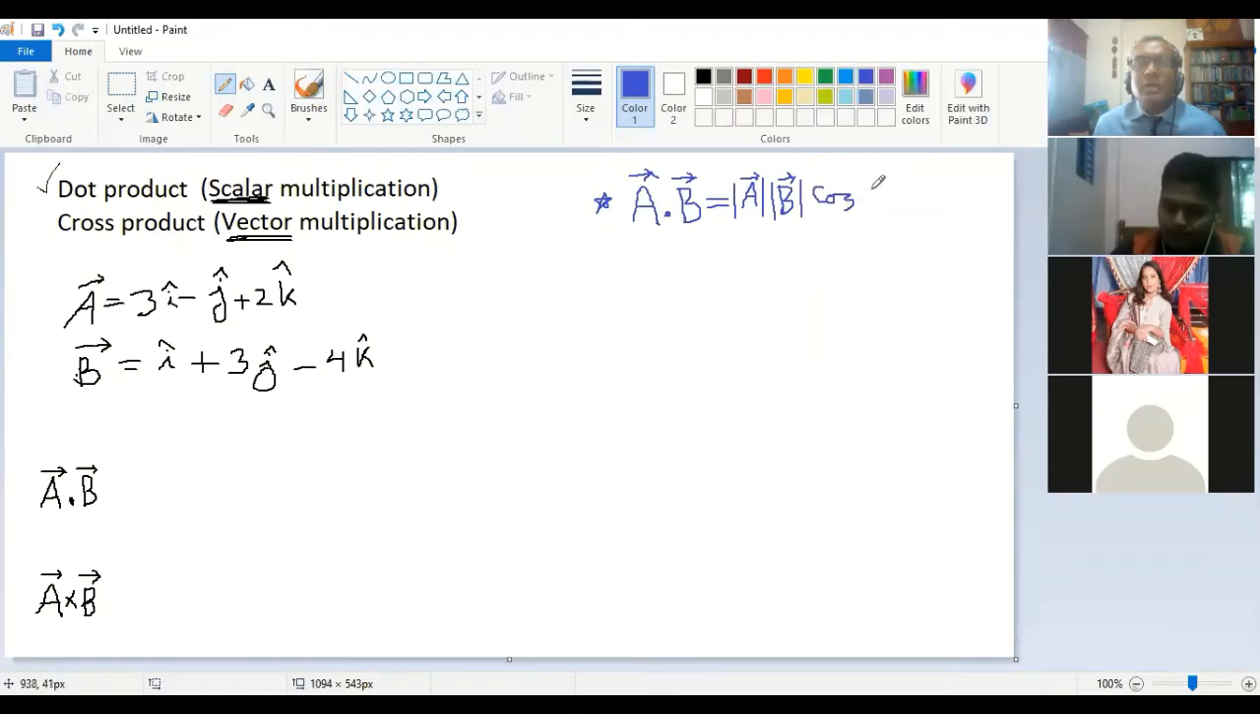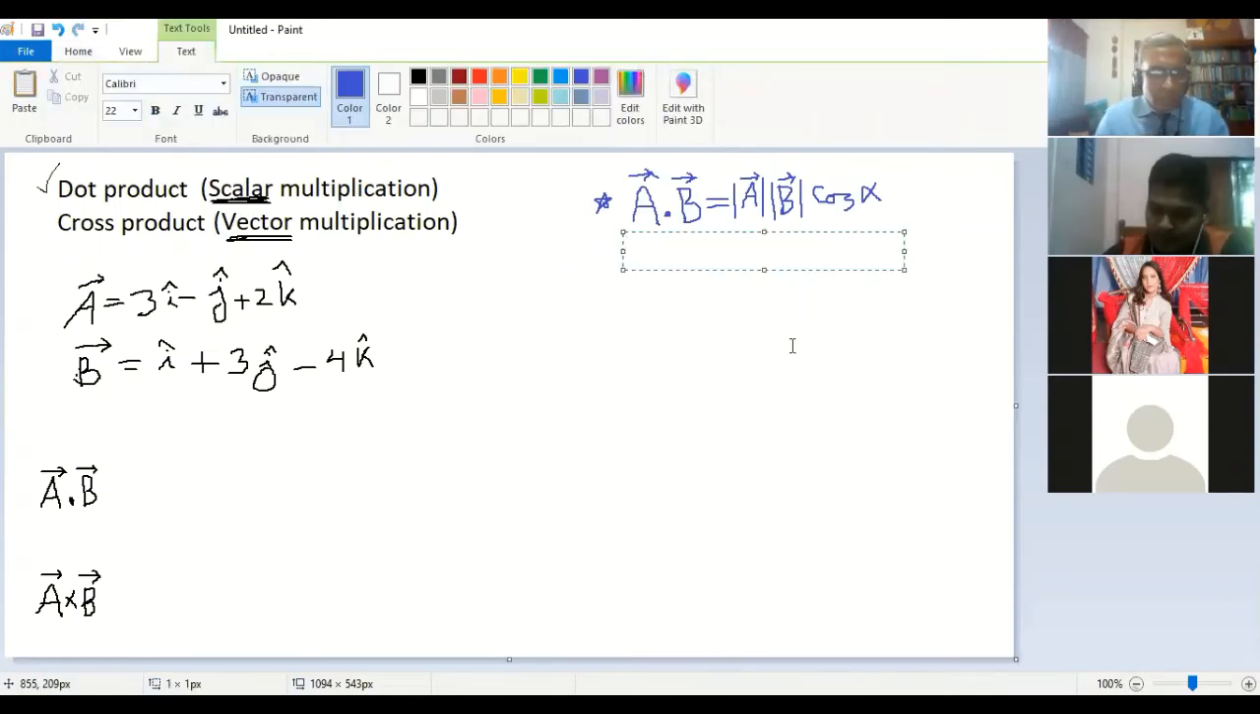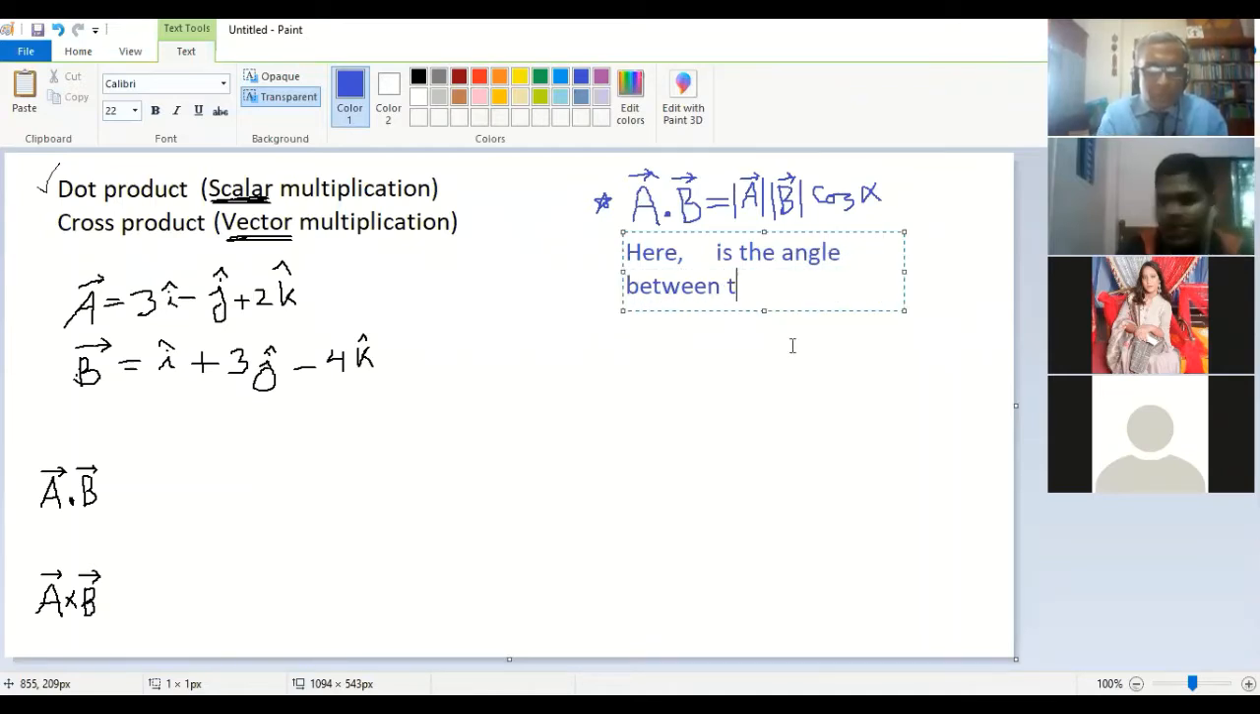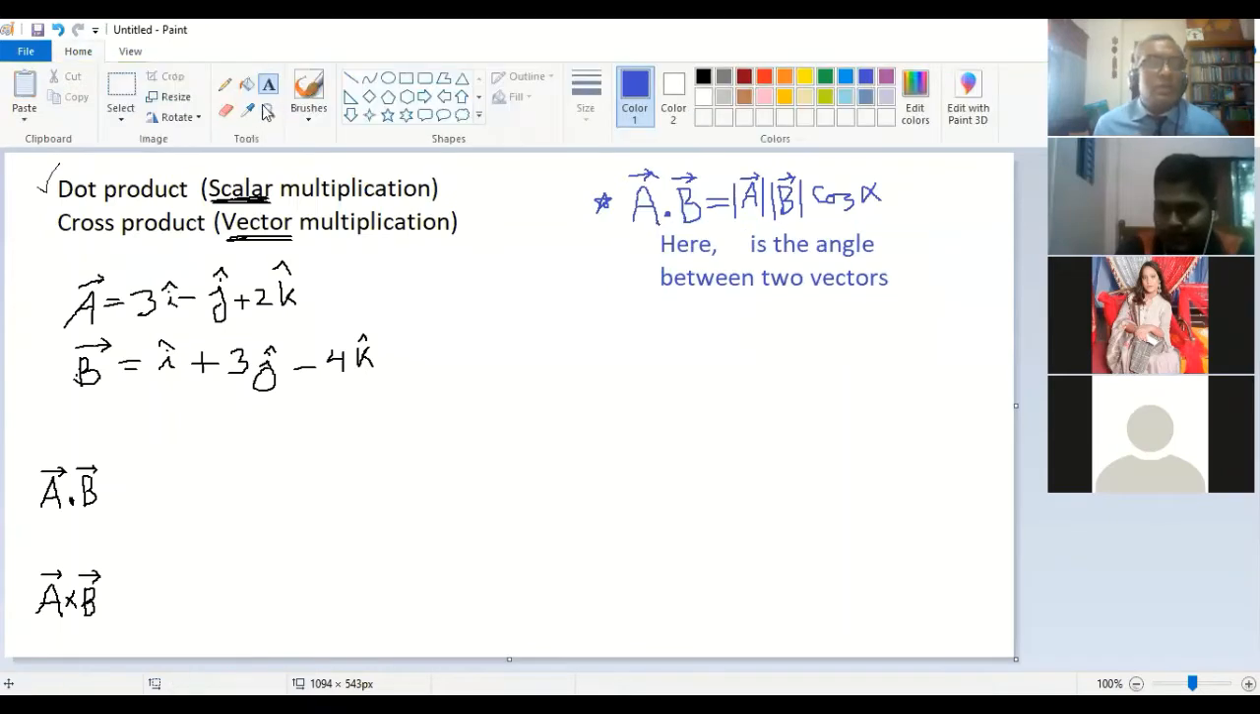So what is alpha? You need to be very clear about this thing. Okay, let me type so that it will be easy to understand. Here alpha is the angle between the two vectors A and B. Okay, so this is the understanding. If you do not understand alpha clearly, then it is very tough. So actually alpha is the angle between two vectors, that means A vector and B vector.